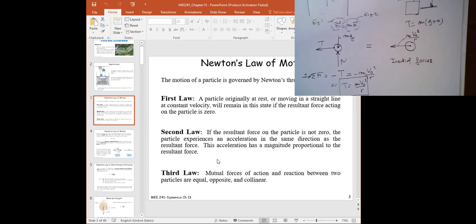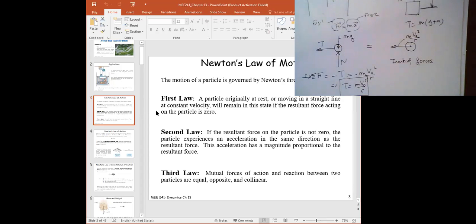So just quickly going over Newton's law of motion. If a particle is at rest, or moving in a straight line with constant velocity, it will remain in that state if no forces are applied to it, right? Which makes sense, right? For you to be able to change the velocity, you always have to have an acceleration, right? And then when you have an acceleration, it means that you have to have enough force.